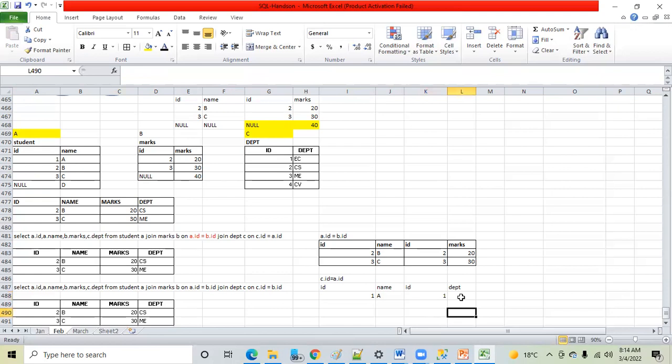Fine. So one A and one EC, correct? And then which records will you have here? A and C, 2B and 2 CS, correct? Then 3C, 3 mechanical. Any other matching record? No, we don't have any other matching record, correct? Is this clear?